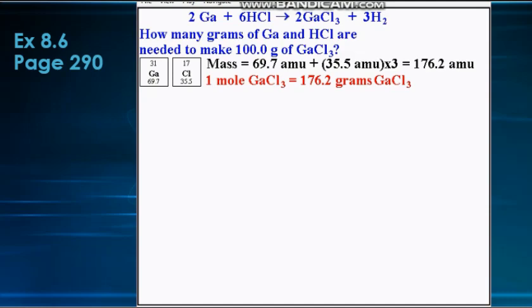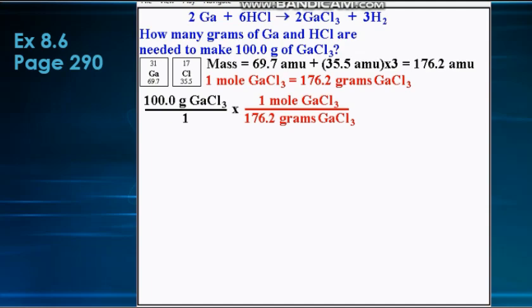I take the number I know, 100.0 grams of GaCl3, I put it over 1 to make it a fraction, and then I multiply by our conversion relationship. I need to put 176.2 grams of GaCl3 on the bottom so that unit cancels, and that puts moles of GaCl3 on the top. So when I multiply these fractions out, I get 0.5675 moles of GaCl3.